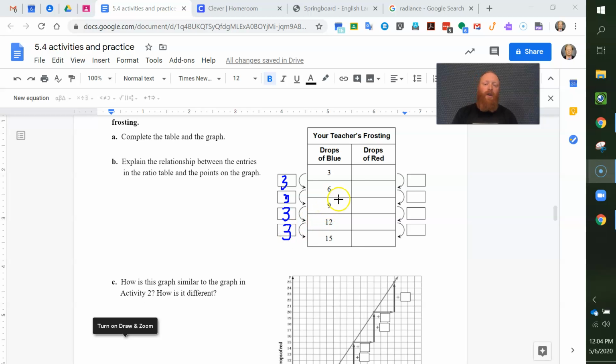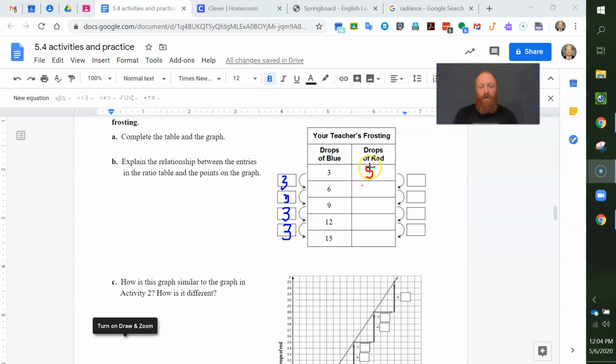All right, so this would be 3 times 2 to get to here, 3 times 3 to get to here, 3 times 4 to get to here, and 3 times 5 to get to here, which makes it the same as the other table. So now we're going to switch to red, drops of red, and for every 3 drops of blue, we had 5 drops of red.